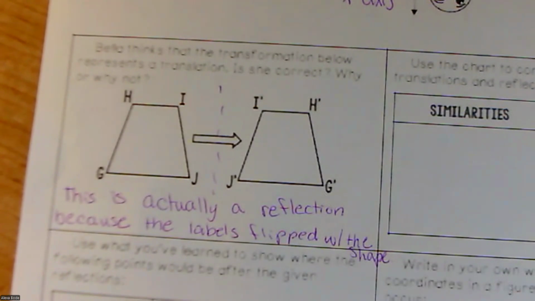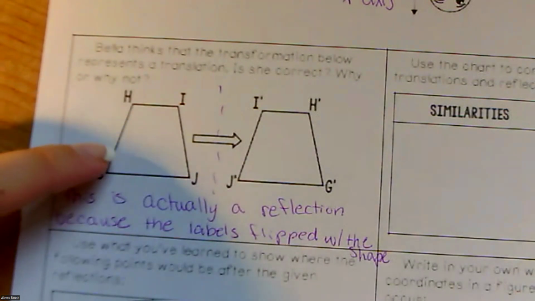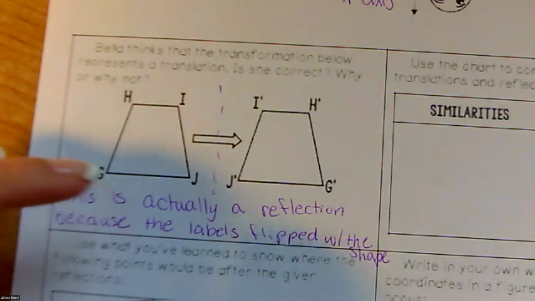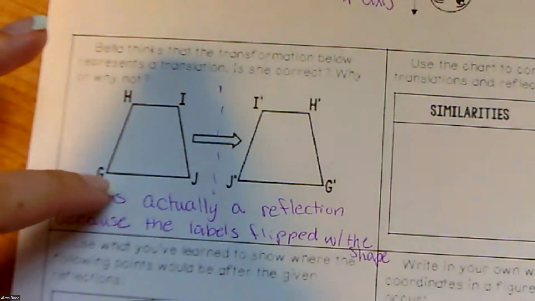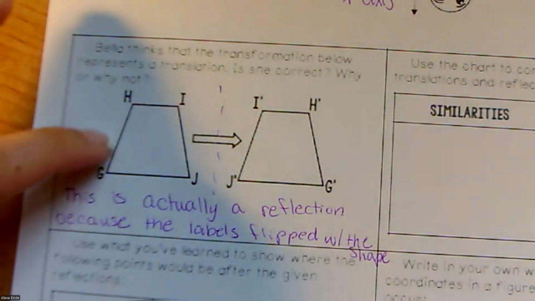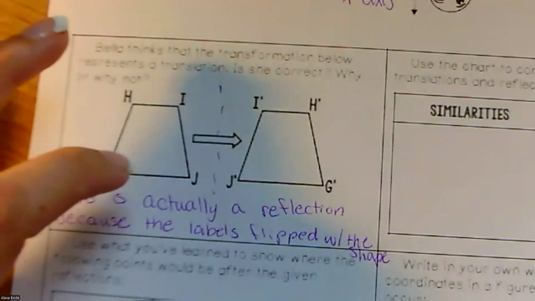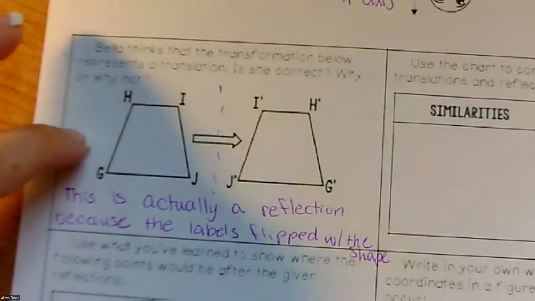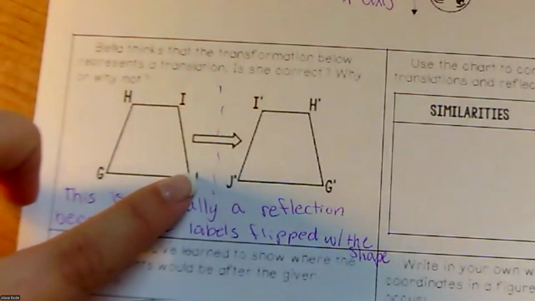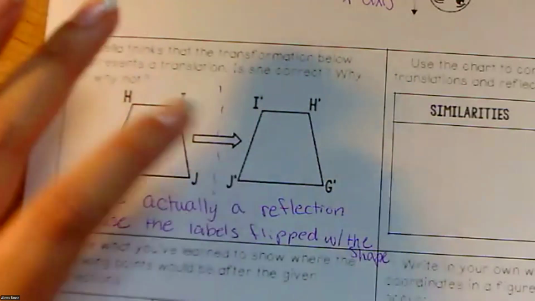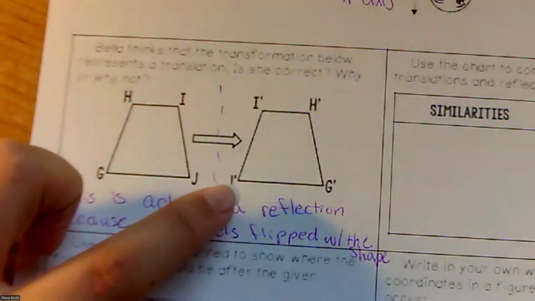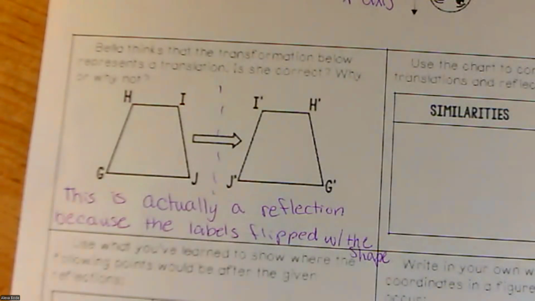This happens mainly with quadrilaterals. Four-sided shapes often get students confused as to what type of transformation it is, because if we got rid of the labels, we wouldn't be able to tell which one it is. But the labels are what help us identify that this is actually a reflection.